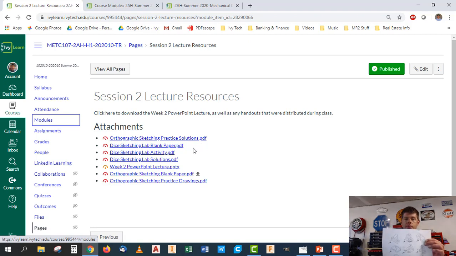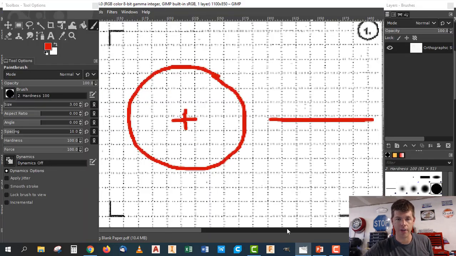this one. This has a bunch of different figures on it. This is the one called Orthographic Sketching Practice Drawings. We're not going to do all of these. We'll do a couple of them, maybe 2 or 3 of them. So we're going to draw these. And then you're also going to want the blank sketching paper that looks like this. Now I'm going to do mine electronically here.